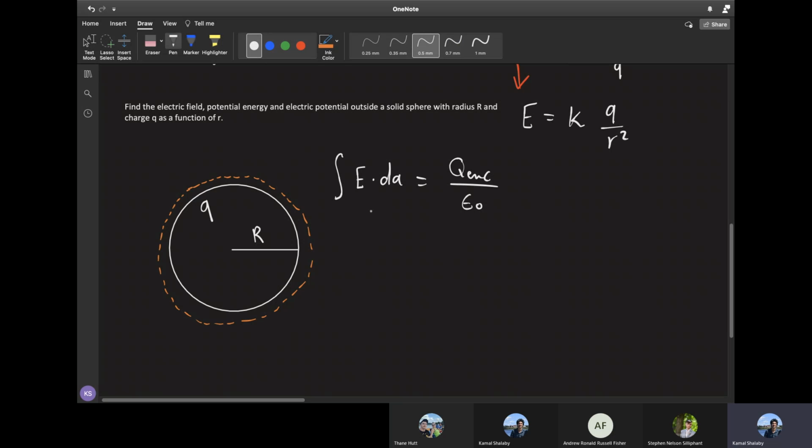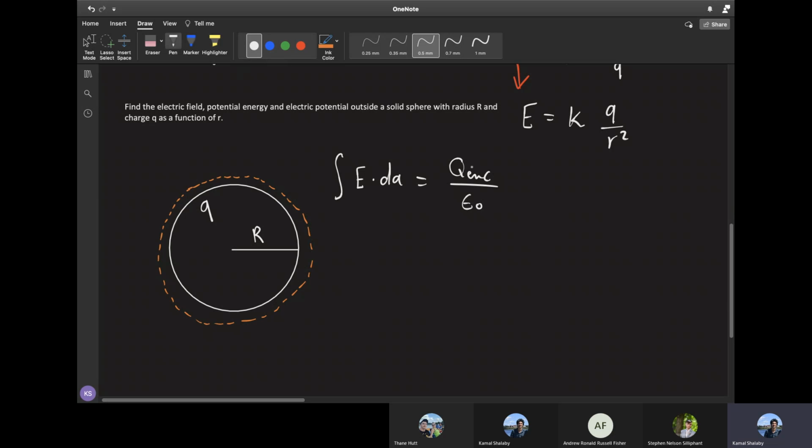So basically, if I have any Gaussian shape that I drew, and I want to know the electric field crossing it, I can find it from the surface area of the Gaussian and the charge that it is enclosing. Whatever charge is in it, I just divide by that. So we can do that.